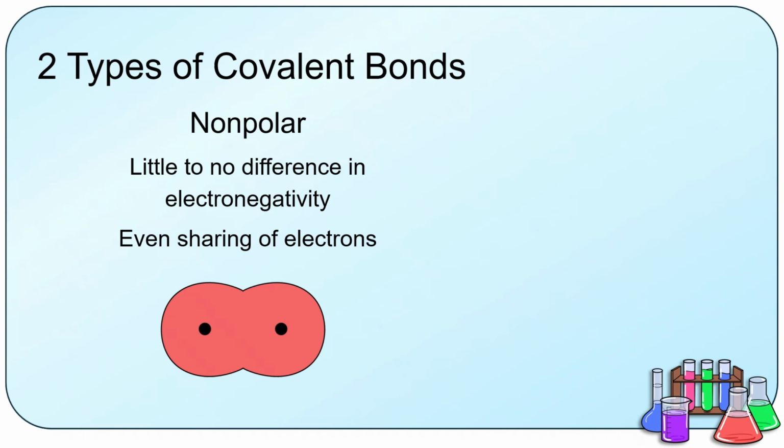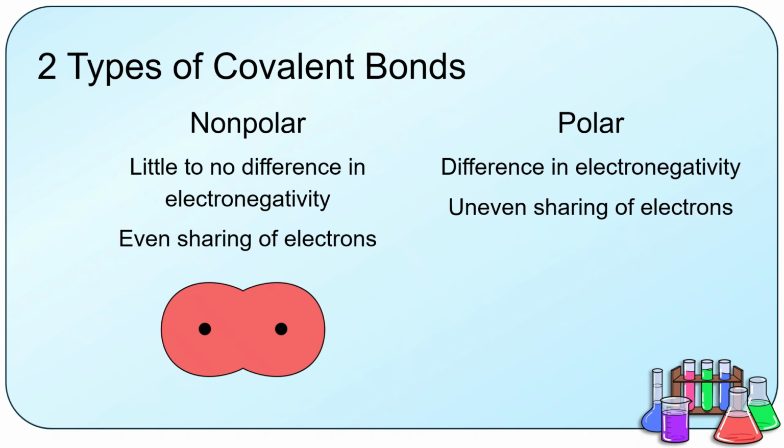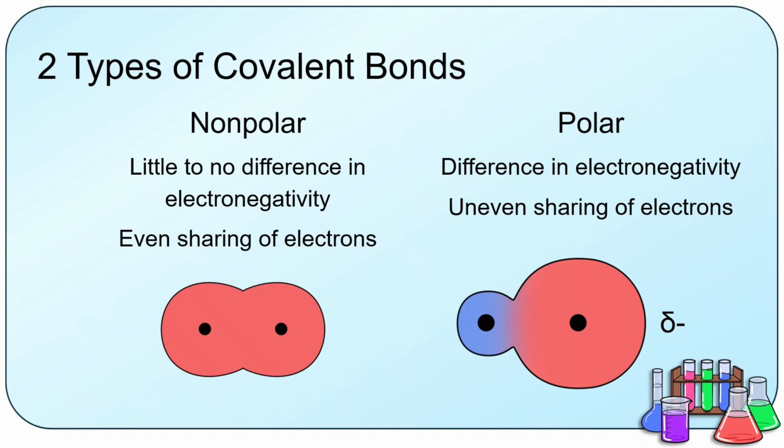The second type of covalent bond is a polar covalent bond. In a polar bond, there is a difference in electronegativity. One atom attracts the electrons more, so there's an uneven sharing of electrons. The atom that's more electronegative will pull the electrons toward itself, and it will gain a partial negative charge. The other atom will have a partial positive charge. Polar bonds are represented by dipole arrows, which look like this. The arrow points to the direction that the electrons are drawn in, and you can think that the tick mark on the tail is like a positive sign, showing you which side has the partial positive charge.